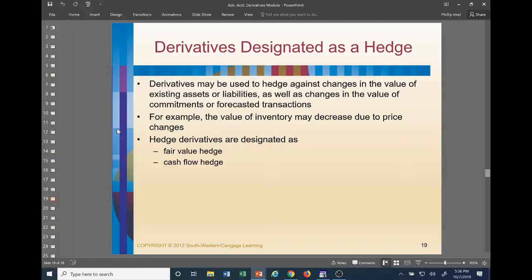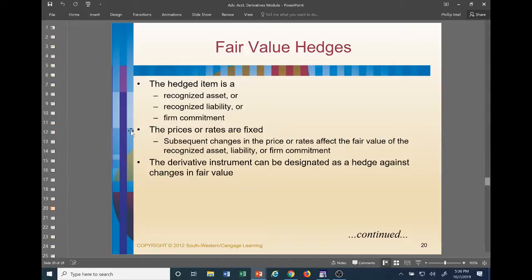So hedges are generally designated as either a fair value or cash flow hedge. So we have fair value hedges or cash flow hedges. Fair value hedges are used to offset changes in the fair value of items with fixed prices or rates. Fair value hedges include hedges against the change in a fair value of a recognized asset or liability or an unrecognized firm commitment.